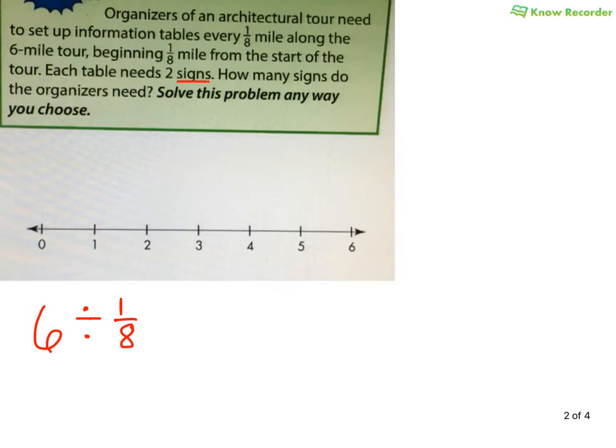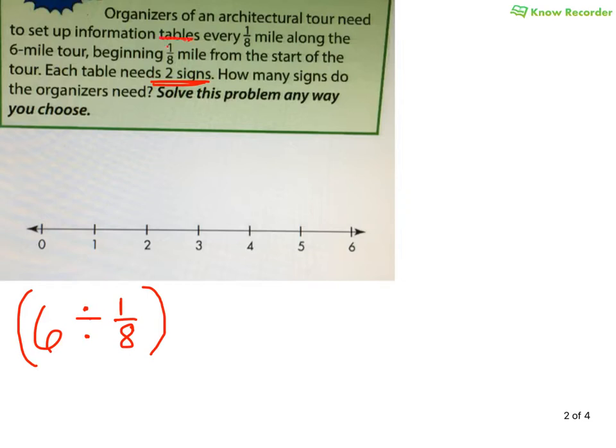Each table needs 2 signs. This is a 2-part problem, okay? You can't just have one sign where we're stopping. So, first I need to figure out how many signs I'm going to need, or how many tables I'm going to need. How many tables I'm going to need.